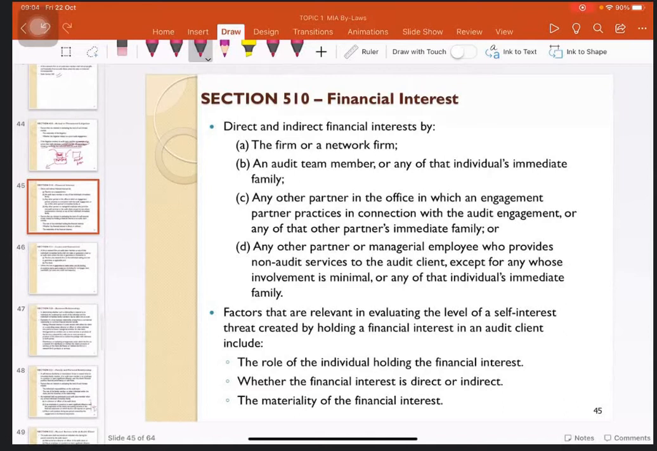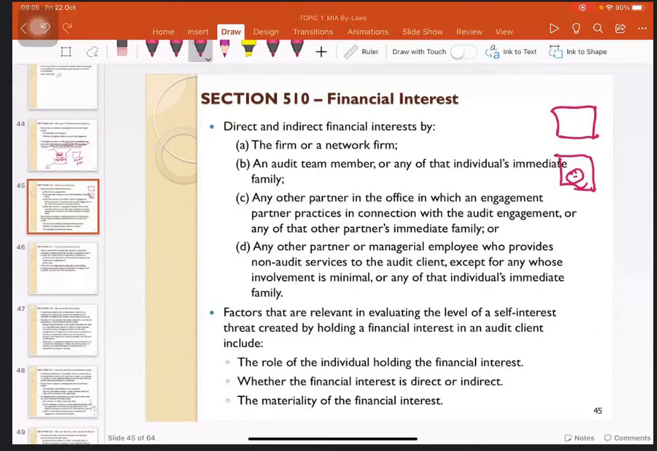Okay, so next one adalah section 510 adalah financial interest. Financial interest, kita ada two types of financial interest. Kita ada direct financial interest as well as indirect financial interest. Financial interest ni dia ada banyak situation ya. Satu adalah by the firm. Audit firm tu ada financial interest. The second one adalah the financial interest daripada audit team members. Okay, katakanlah bahawa dalam audit team tu maybe partner, manager ataupun supervisor ada financial interest. Boleh ya kelas ya? Okay.